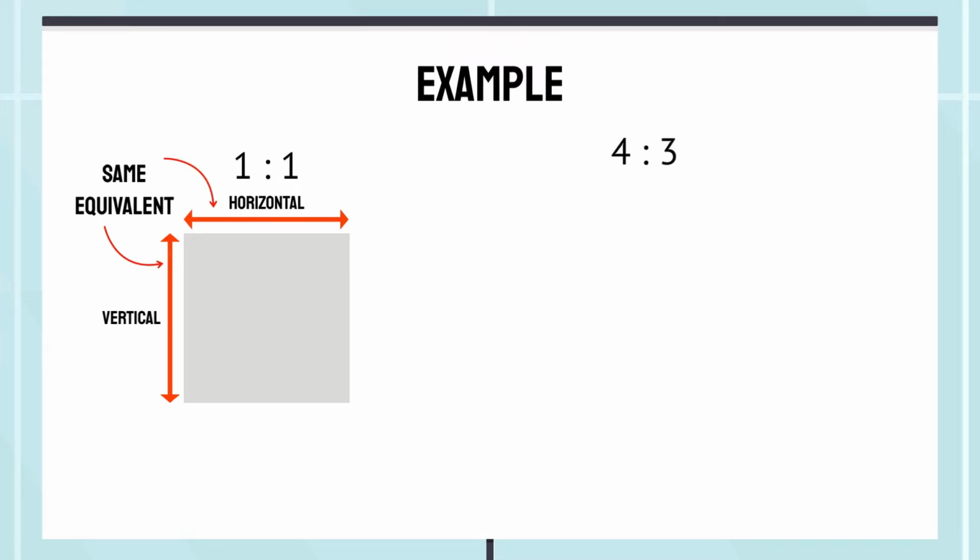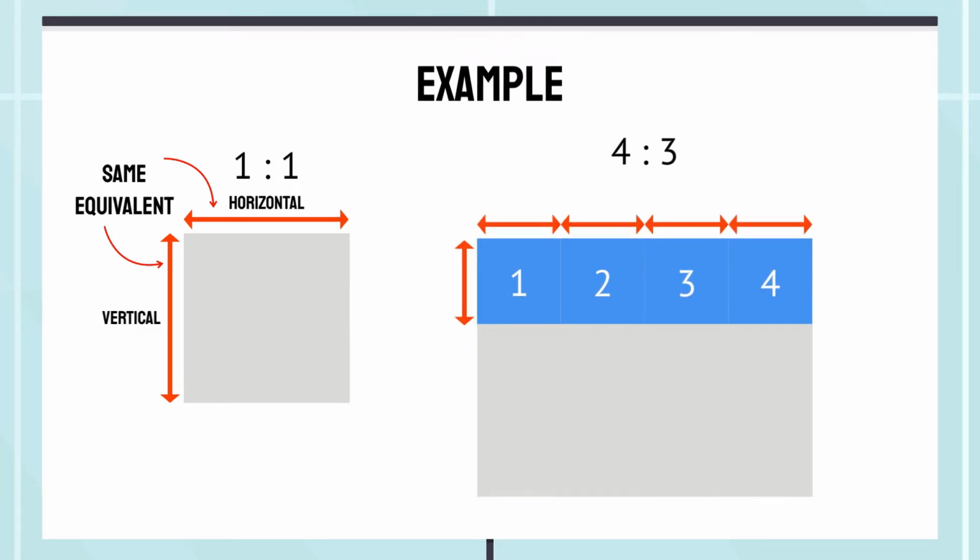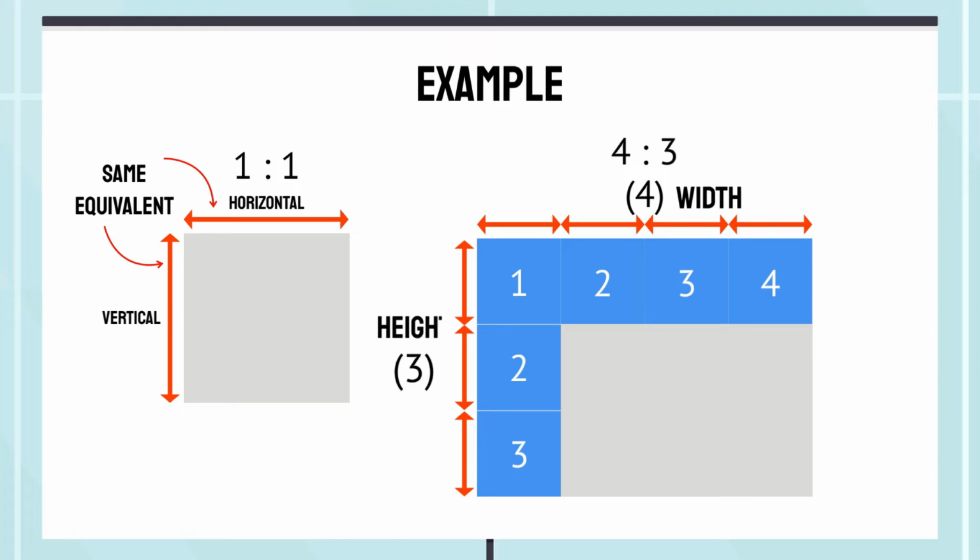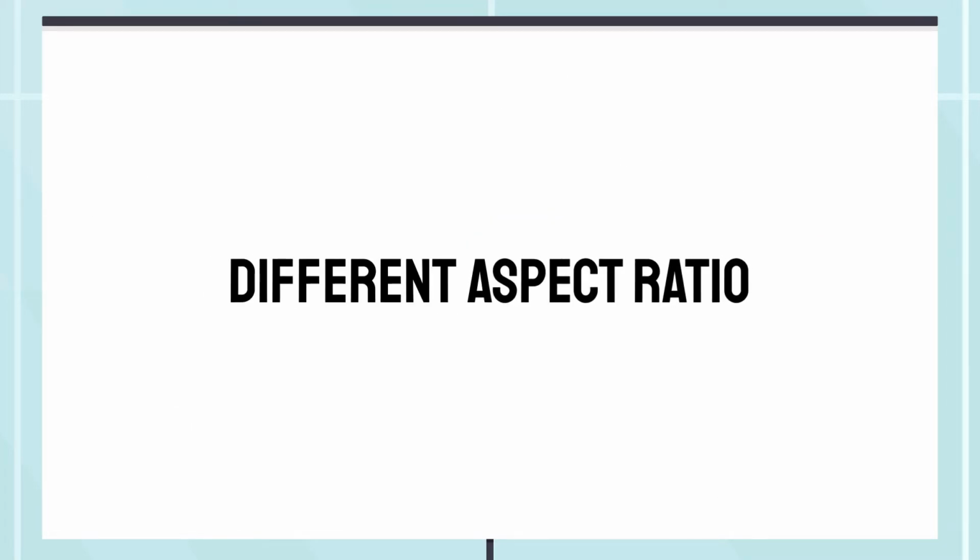The 4:3 aspect ratio also means that for every 4 equivalent units of measurement for the width, there will be 3 units of height. The first number of the ratio always refers to the width, while the second number refers to the height. So, what are the different aspect ratios? There have been many different aspect ratios throughout history, and some of them are still in use today.